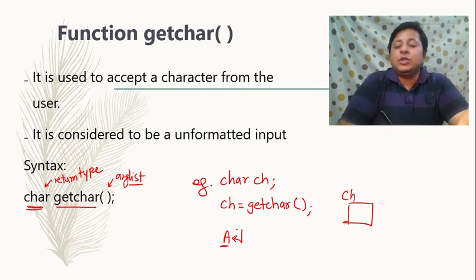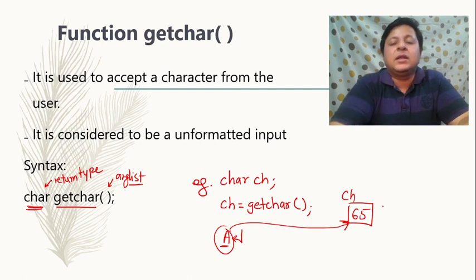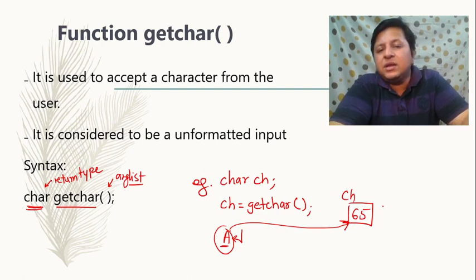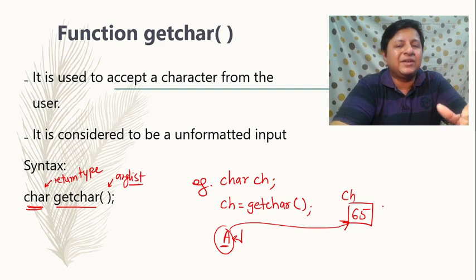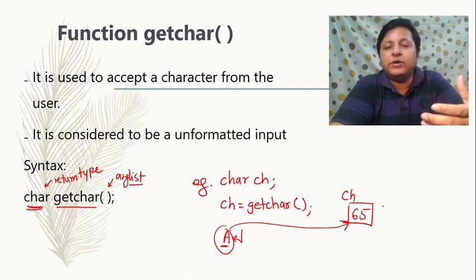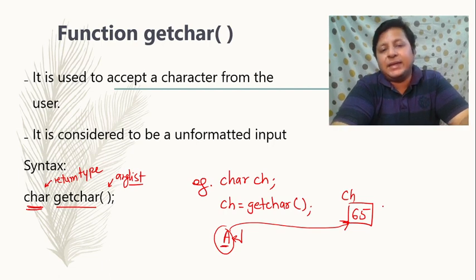Whenever the user gives capital A and presses enter, it will read that A and store it inside, but in the form of an ASCII value. The ASCII value of capital A is 65. So what gets stored in the memory is not the character, but its corresponding ASCII value, for a very valid reason: what gets stored inside the memory is always numbers. Capital A universally is given the ASCII value 65, and 65 will be stored inside, but it is being stored in a character form. So if you try to retrieve it, it will be retrieved as capital A only. So this is a simple way I can use getChar for accepting a character.